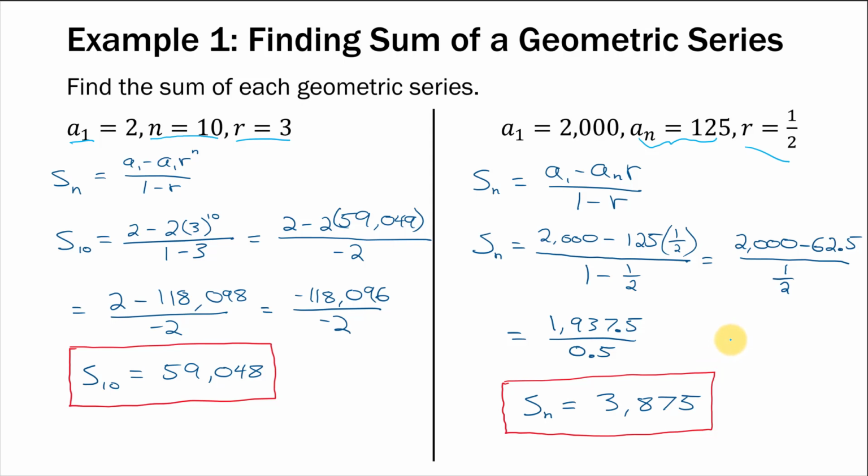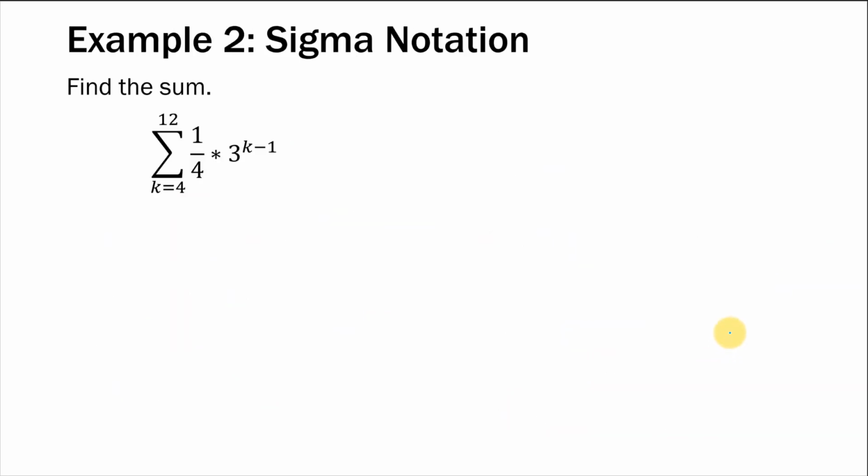Okay, example number 2. Now we're looking at sigma notation, right? Okay, so we're asked to find the sum again, but now we have this sigma notation. So think about what we're asking for here. We're asked to find the sum from the 4th term, because k starts at 4, that's my starting spot, to the 12th term, that's my ending term, right? So 4th to the 12th term, that's kind of the context of what we have here.